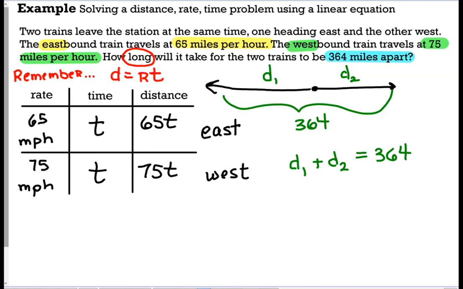I'm going to put 65T plus 75T equals 364. So if I add these together, I'm going to get 65 and 75, which is 140T equals 364.